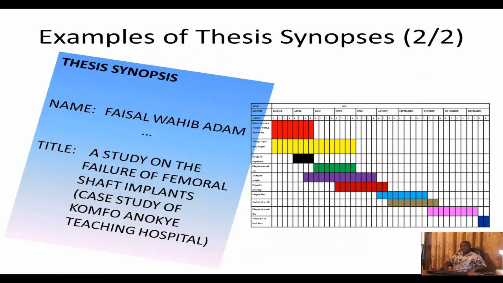Another example is one that was done by Faisal Wahab Adam. Faisal's topic was a study on the failure of femoral shaft implants. Femoral shaft implants are metallic pieces that are embedded in a person's hip or knee or bone.